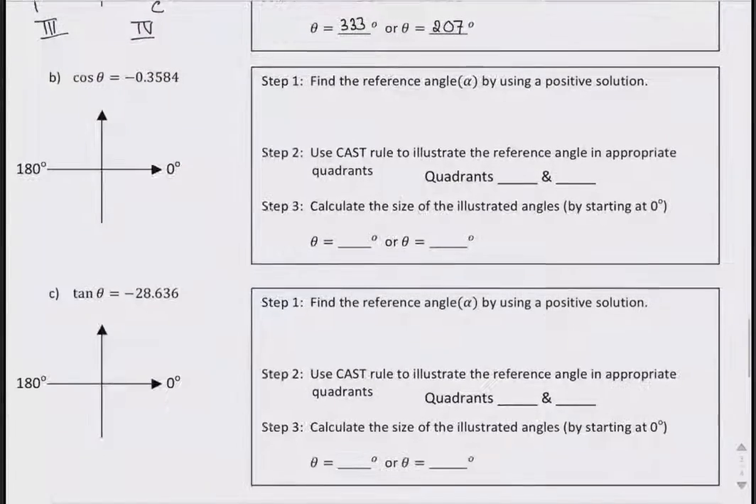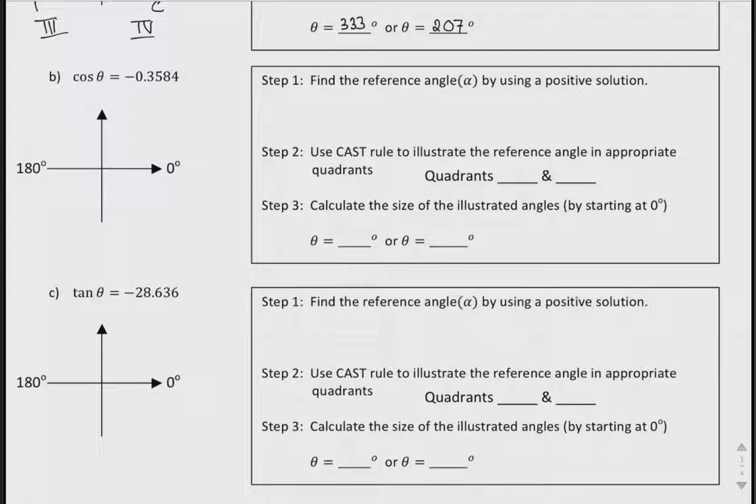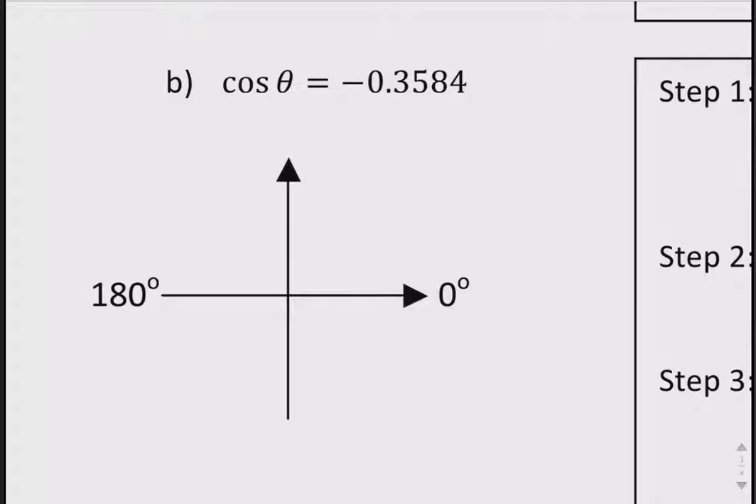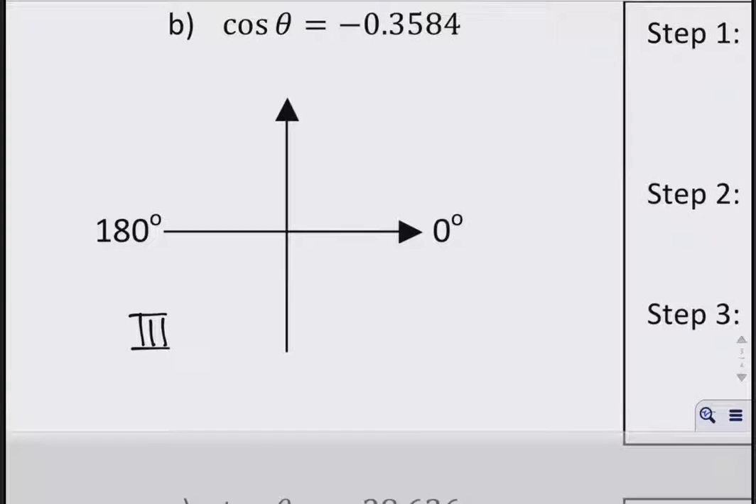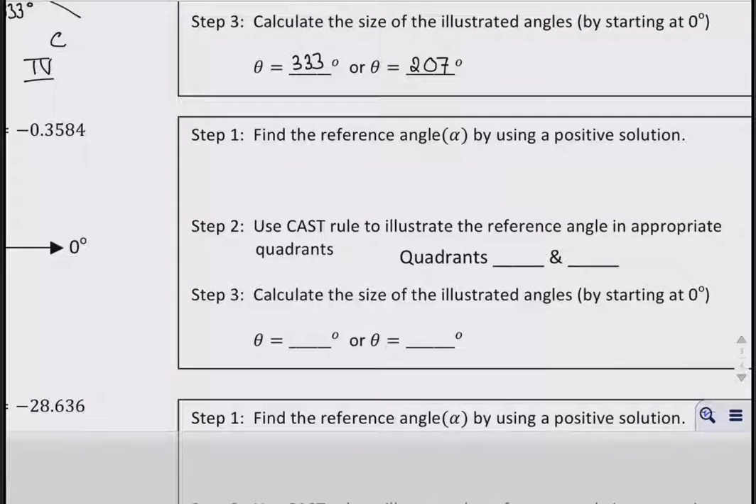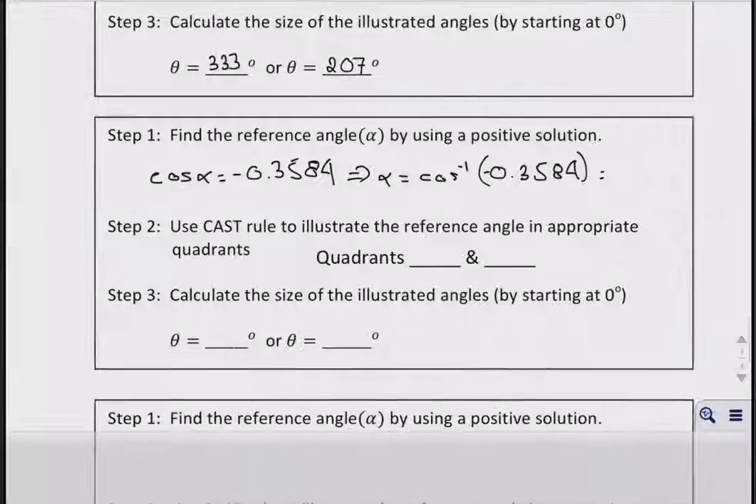Let's take a look now for part B. Same scenario, I have a negative value for my cosine of theta, which means that according to my CAST rule, I'll be in quadrant 3 because cosine is negative there, as well as quadrant 2. Let's rewrite everything in terms of alpha. So I have cosine alpha equals negative 0.3584, which implies that alpha is the inverse cosine of negative 0.3584, which is equal to 111 degrees.